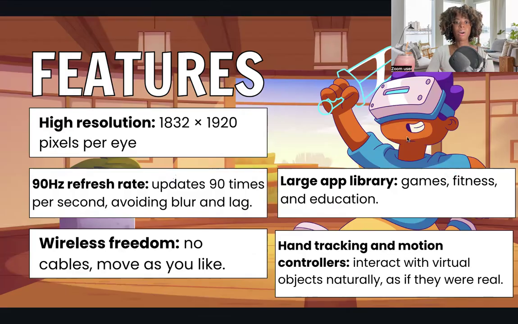Let's talk about the features. It has a high resolution, 1832 by 1920 pixels per eye. It also has a 90 hertz refresh rate. This means that it updates 90 times per second, avoiding blur or lag.